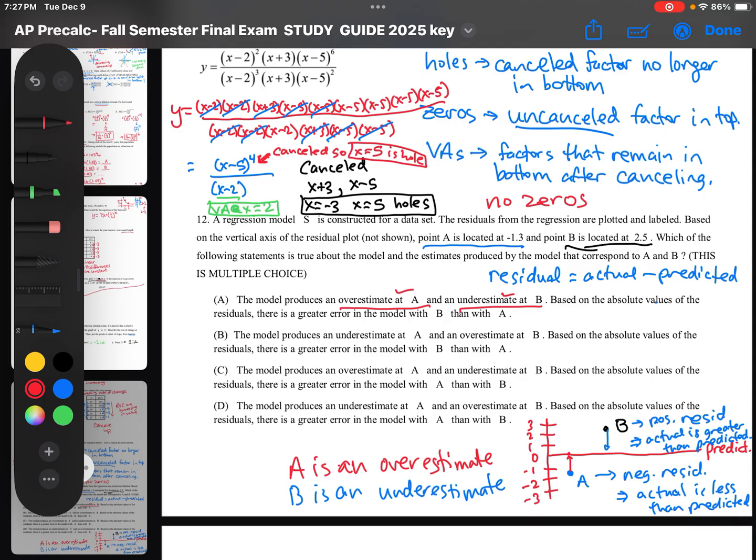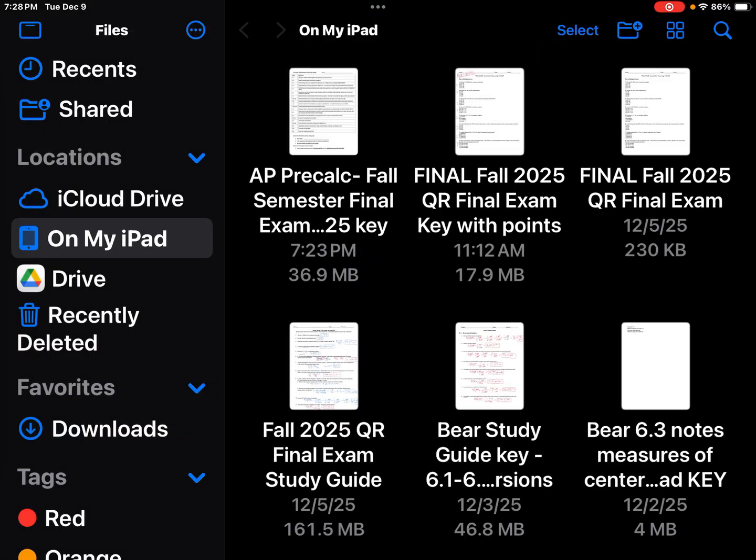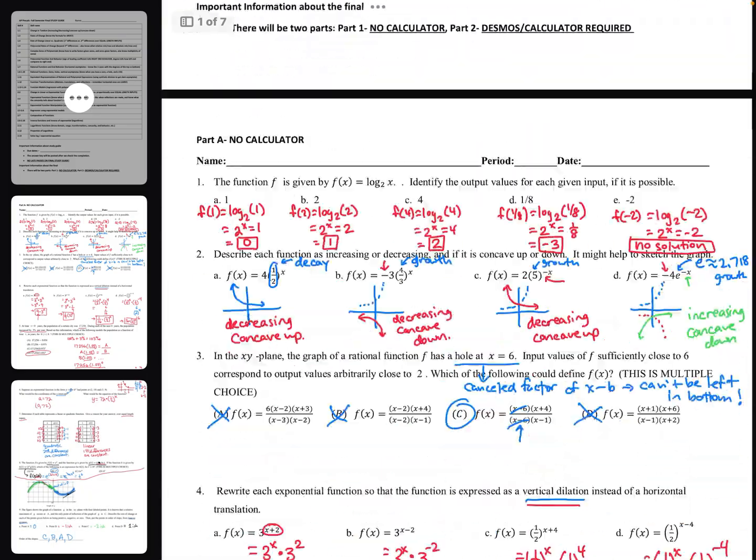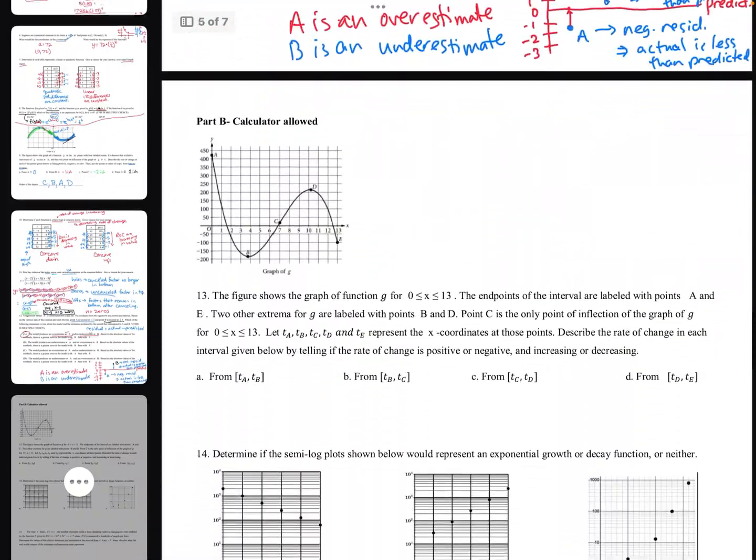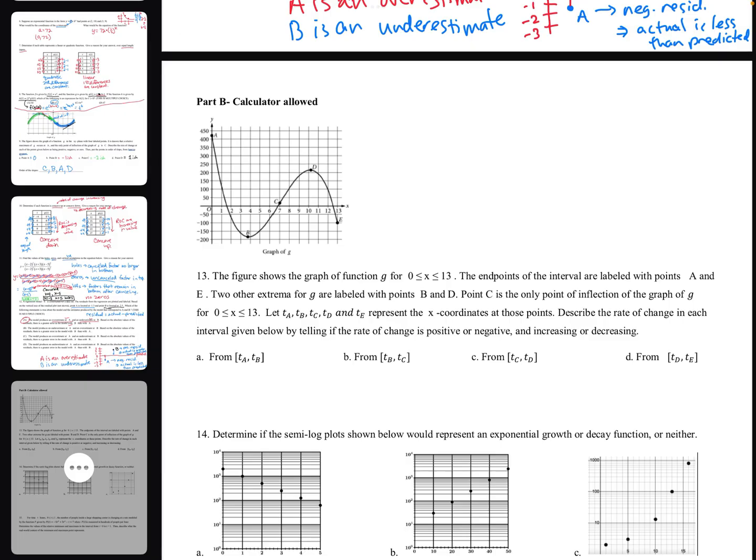Based on the absolute values, there's greater error with model B than with model A. When we look at that, B is further away from the prediction. There is greater model error than with A. So A is the correct answer here. The error in the model is how far our point is from the prediction line, and we can easily see that point B is further away from the prediction line than point A was. Feel free to ask about that question again if this reasoning was just weird, especially because I goofed on that. For these next ones, we're going to look at the calculator.